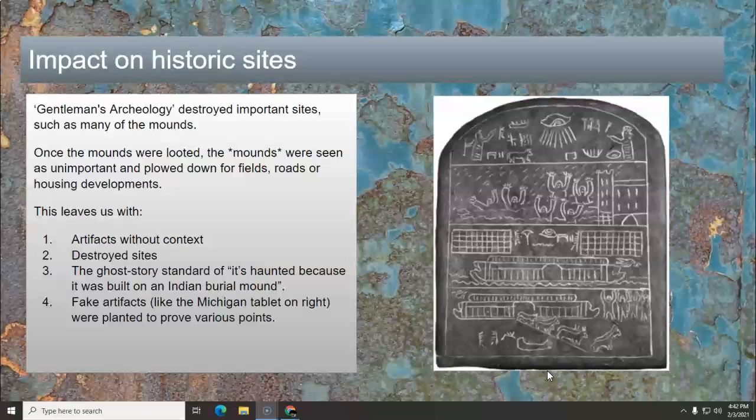True. And then there were fake artifacts, like the Michigan tablet over here on the right, that were planted to prove various points. And the Michigan tablet is associated with Hopewell. When Hopewell was excavated, one of the things that somebody had said, and this is like the 1800s, was, gee whiz, it would be nice if they had a written language. And then all of a sudden somebody discovered a tablet with a written language on it.